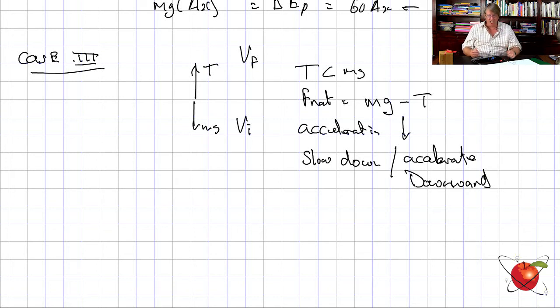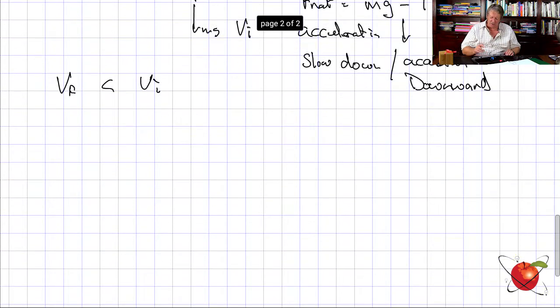Remember, we are slowing down. Therefore, VF must be less than VI, because we've actually removed energy from the system. We have slowed it down. Let's take a quick example.